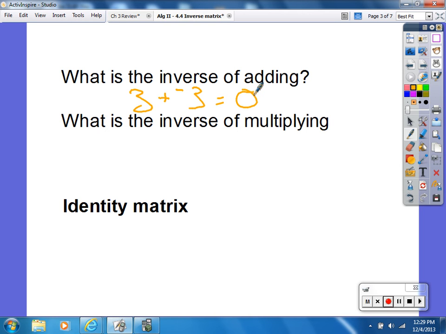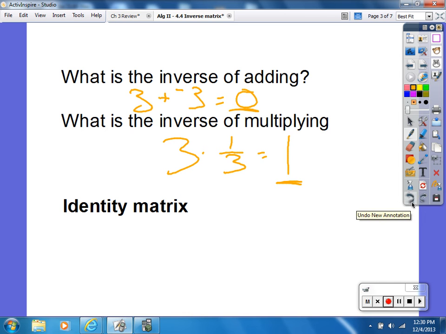If I multiply two numbers that are inverses of each other, what do I get? 1. The same is not true of the matrices though. They use both of these numbers when you're finding inverse numbers. Now we just talked about the identity number for both adding and for multiplying. But now we have to talk about an identity matrix. So make sure you write the word identity matrix down. And the identity matrix will actually use both the numbers 1 and 0.